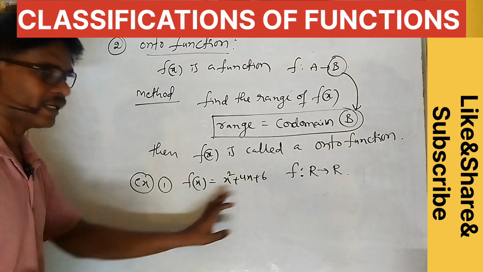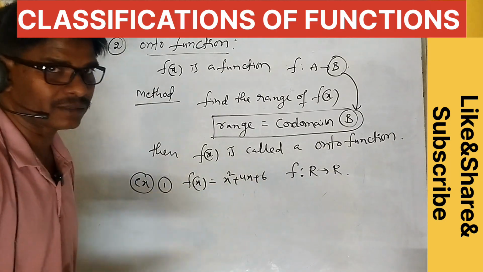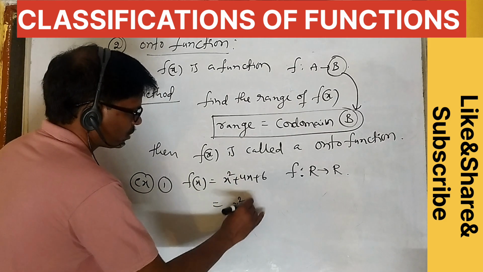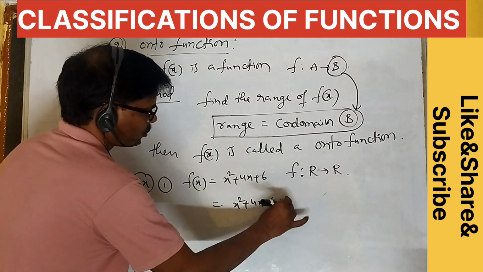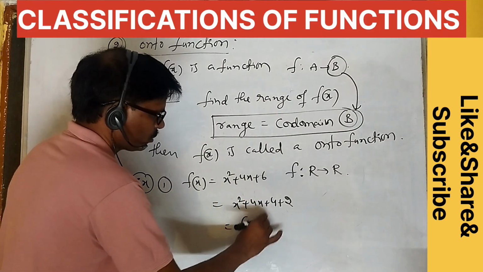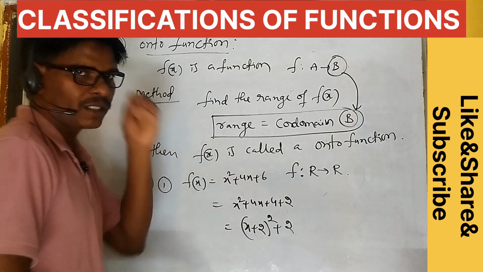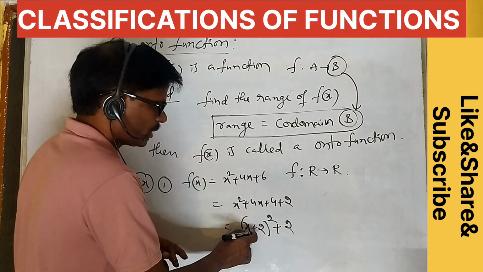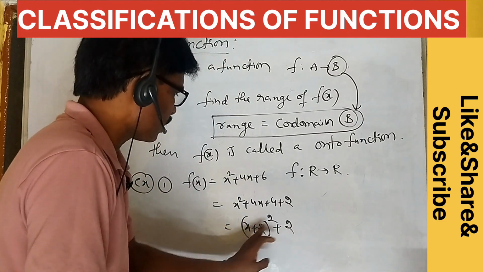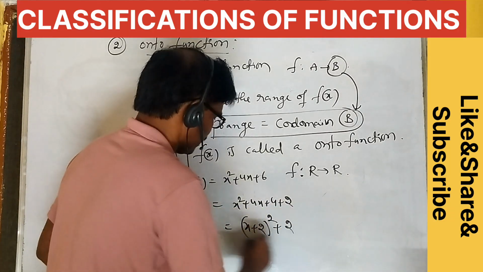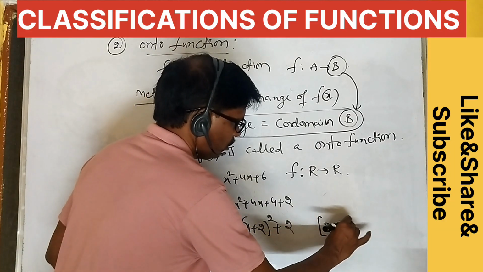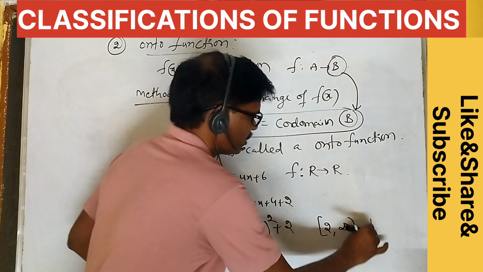Okay, I can take one example. F of x is equal to x square plus 4x plus 6. How to find this one's range? Write it as x square plus 4x plus 4 plus 2, right? This is the a plus b whole square formula: x plus 2 whole square plus 2. What is the range? In this case the square part is 0, so the minimum is 2. Range of f of x is equal to the closed interval 2 to positive infinity. This is the range of the function.